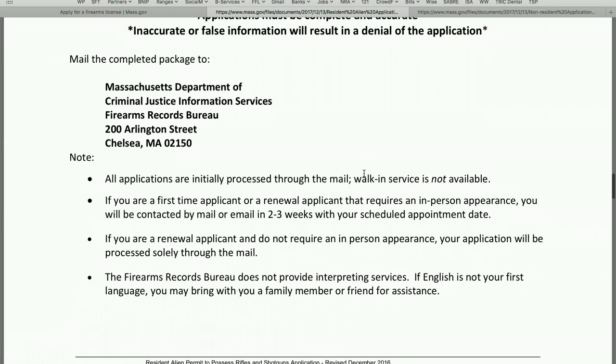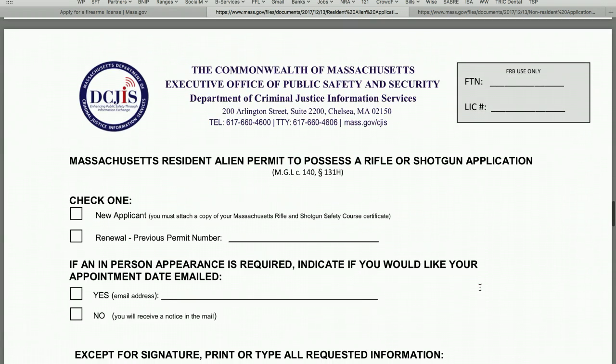So I think there's a key thing right here: walk-in service is not available, so that's one thing to know. You can go there and ask questions if you want, but don't show up the day that your license is expiring and say, "Hey man, I need to renew my stuff," because there's a high probability you're not going to get it. And there's a cool thing right here: if English is not your first language, you may bring a family member or friend. So feel free to bring somebody to help you.